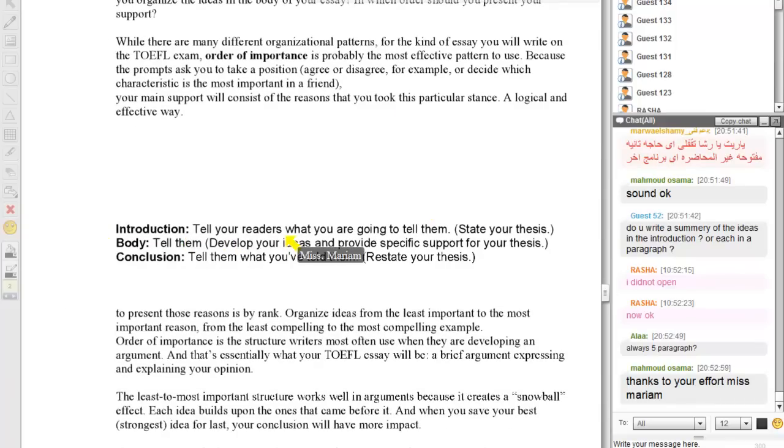In the introduction, you are going to tell your readers what you are actually thinking about, to state your thesis. The body, to develop your ideas and provide specific support for the thesis. The conclusion, to tell them what you have told them already, to restate the thesis.